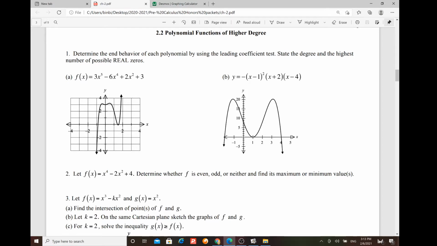Okay, so let's state the highest degree first. The highest degree is 5. What does that mean? It could be 5 real zeros, it could be 3 real zeros, or it could be 1 real zero. But according to the given graph, we do have 3 real zeros. One is in between -2 and 0, somewhere around -0.8 something or -0.9. Okay, so that's considered 1 real zero.